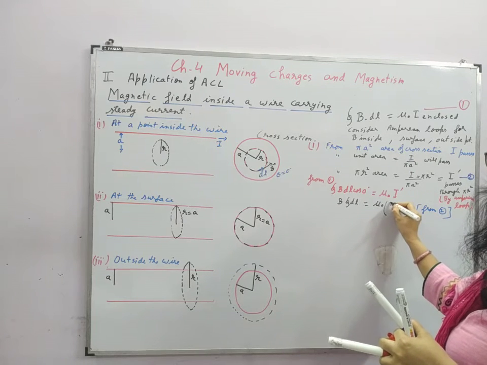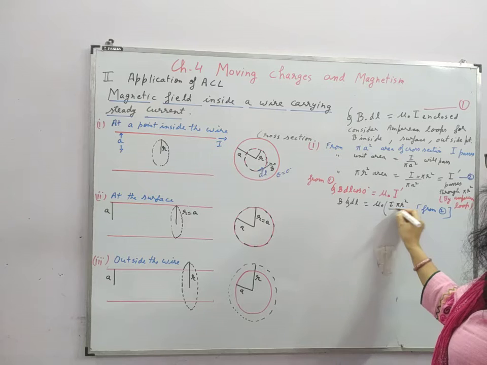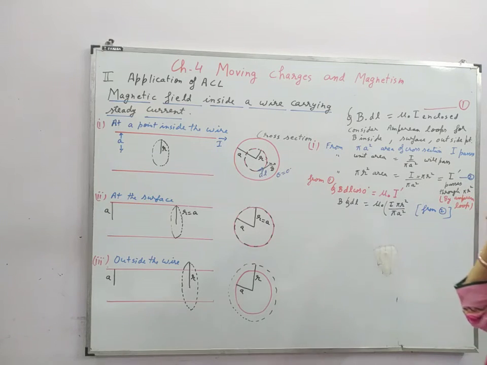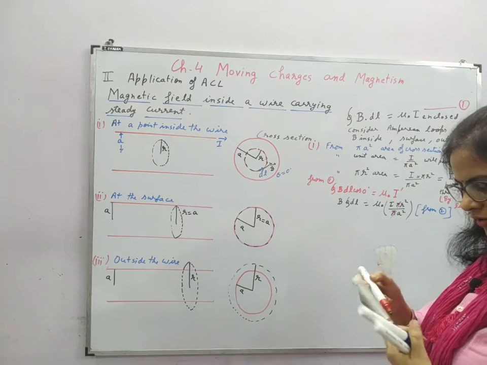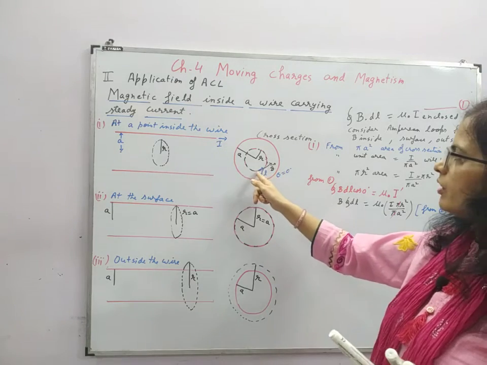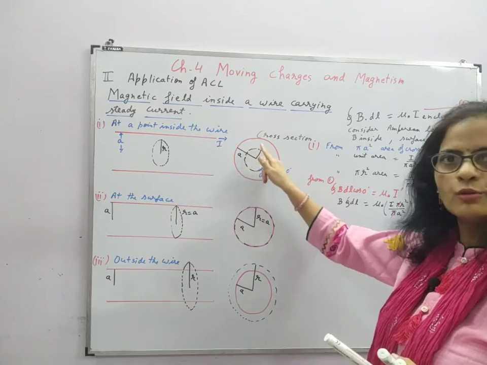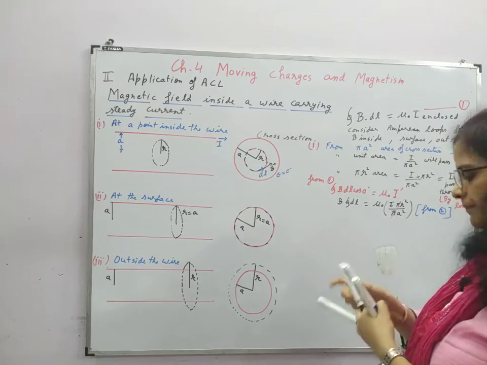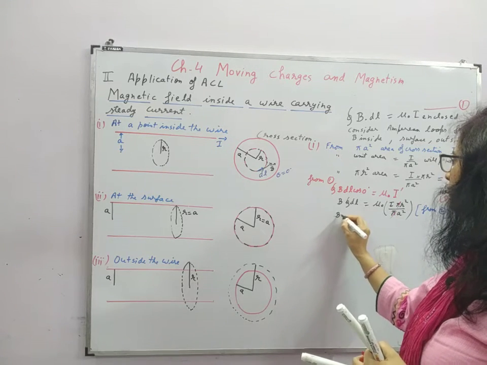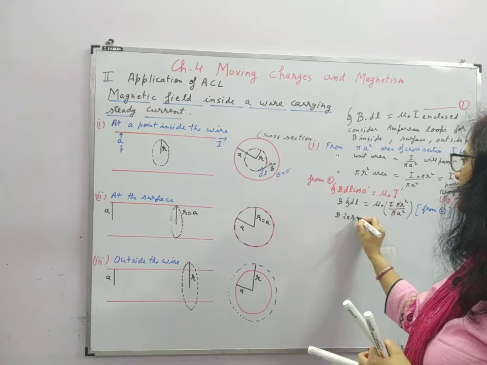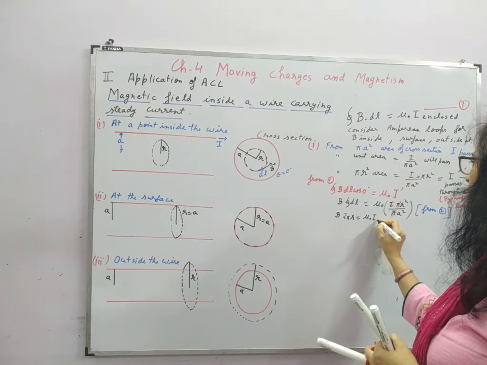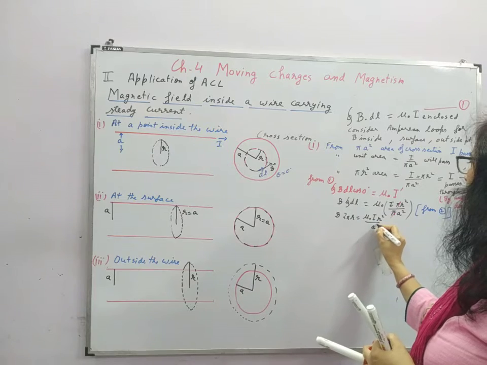This is I into pi r square upon pi a square, right? We can cancel pi, right? And what is this integration of dl? If I integrate all the dl's of this Amperian loop, what will it be? It will be the circumference of the Amperian loop. So I can write this as B into 2 pi r is equal to mu naught I r square upon a square.